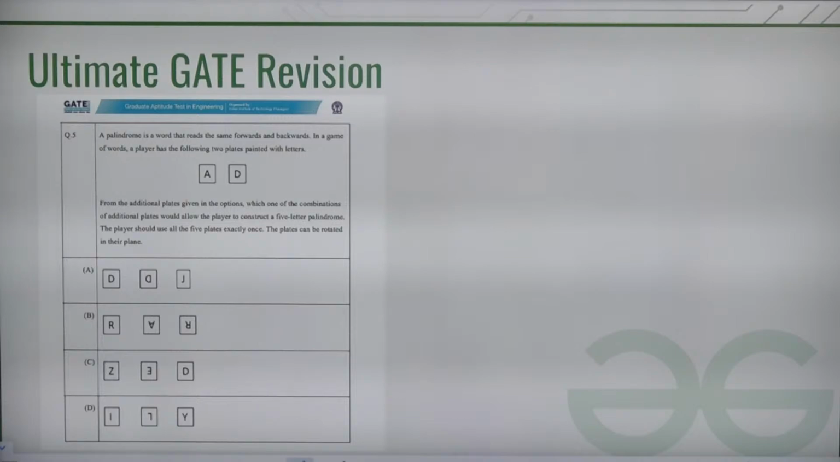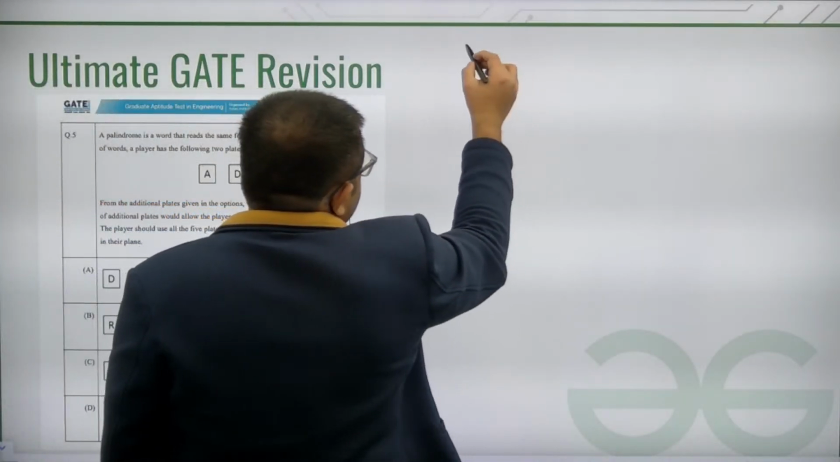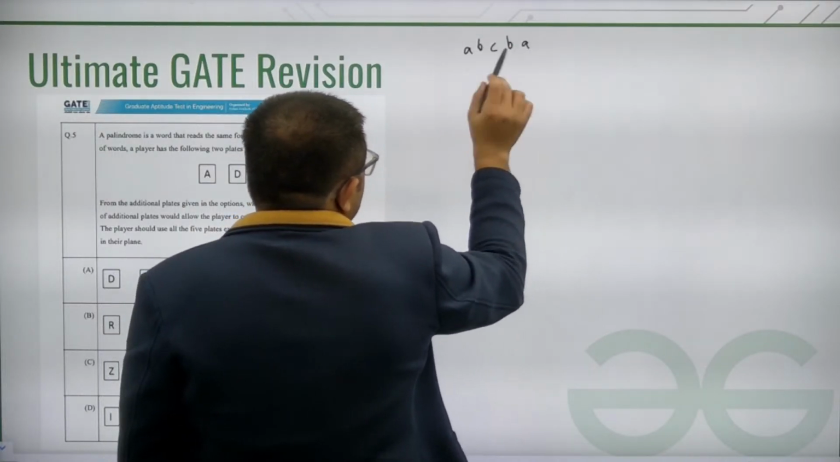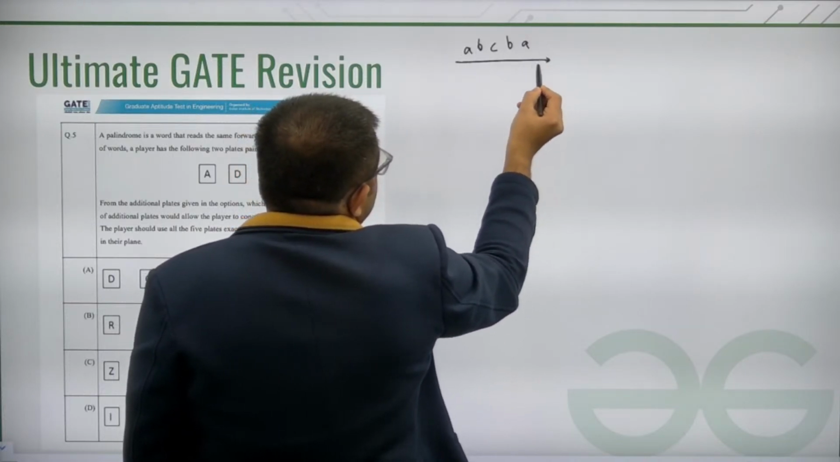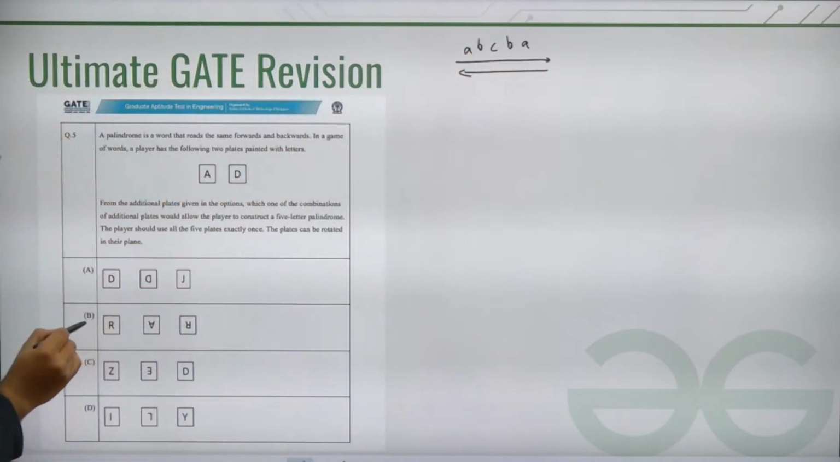What does this question say? A palindrome is a word that reads the same forwards and backwards. In a game of words, a player has the following 2 plates painted with letters. So first of all, the definition of palindrome is given. What is a palindrome? It is a word that reads the same from start to end and from end to start. So if you read from start to end, it is ABCBA, and if you read it from end to start, it is ABCBA.